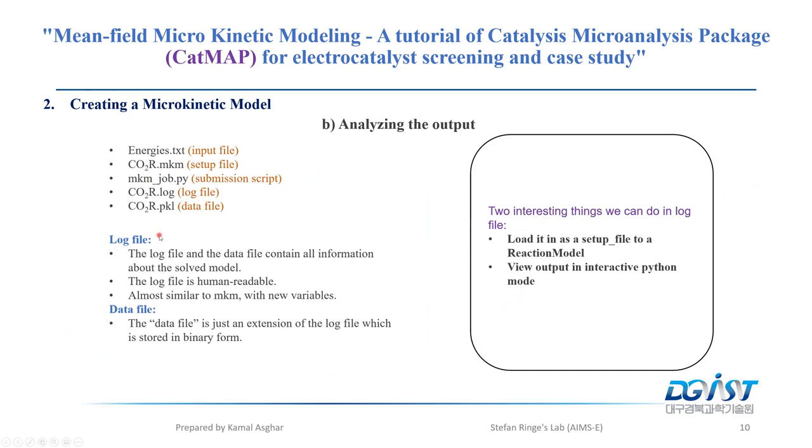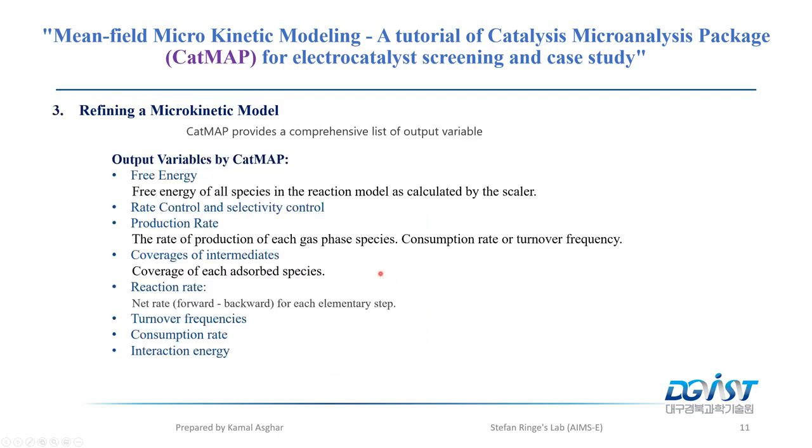So what is the benefit of this log file? You can load it as a setup file to a reaction model, and it will output in interactive Python mode. That's not that important, but you can use your own Python as well to read this log file. And at the end, the refining of microkinetic modeling. These are the outputs you can get after running this Catalysis Microkinetic Analysis package. You can get the free energy of the system, rate control and selectivity control, production rate, which is the rate of reaction actually, and coverage of intermediates.